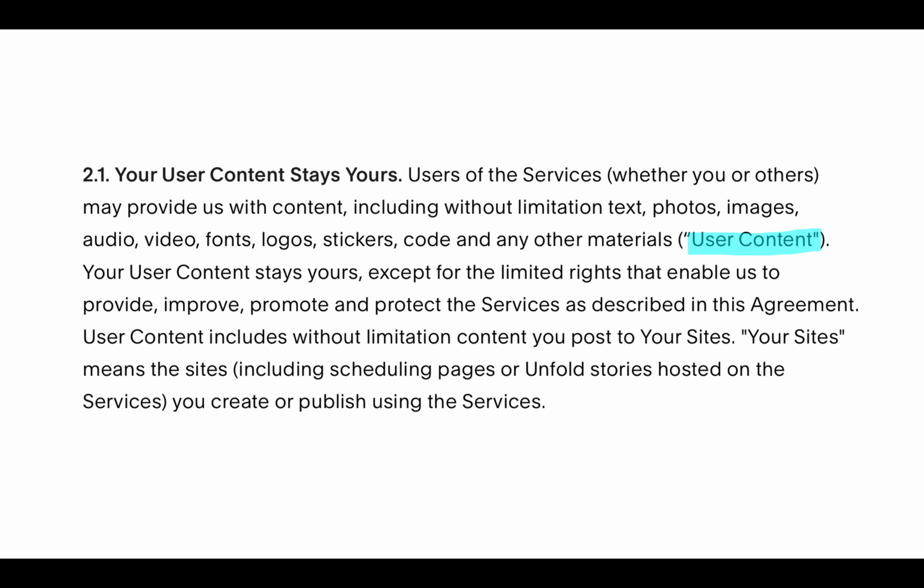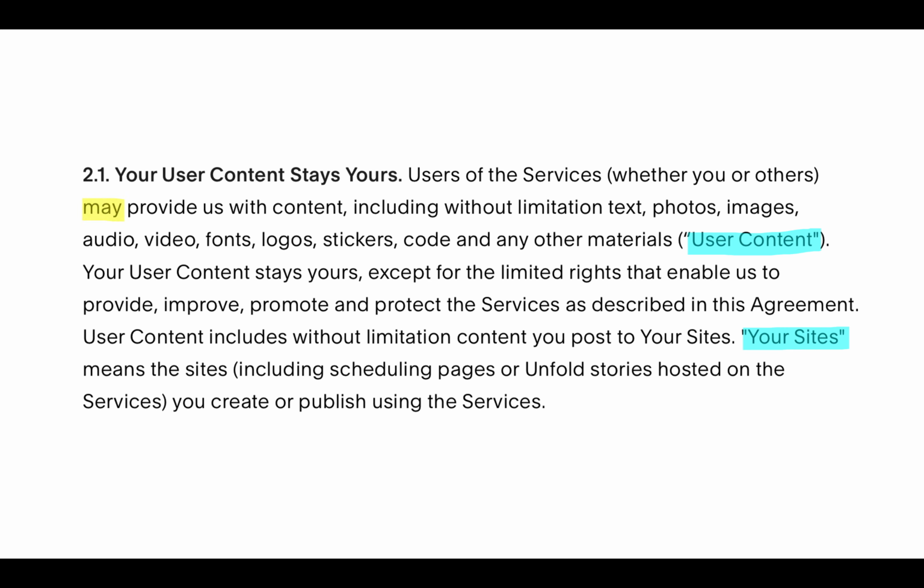So I want to point out again, definitions. You got user content and your sites. So here you'll notice there's no word collectively. They could have used it, but they didn't. And I think it's fine that they did not, because it's still clear that individually these things can count as user content. Now, your sites means the sites. I like how they did that because it's very concise. Instead of saying the definition of your sites is, it just says your sites means this.